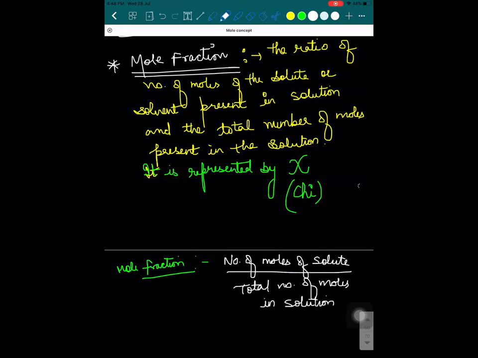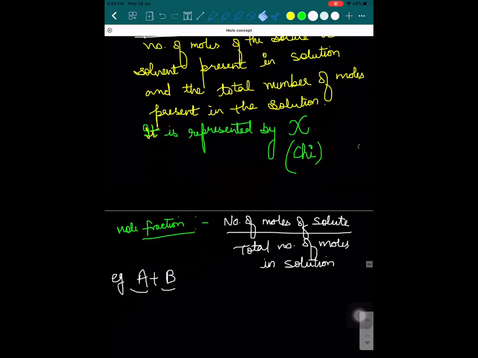What does it mean? Just understand once, for example, let's say you are having two components present. Number of moles of solute by solution. Ma'am, or solvent? No, we are not taking the solvent. We're taking only solution and solute.